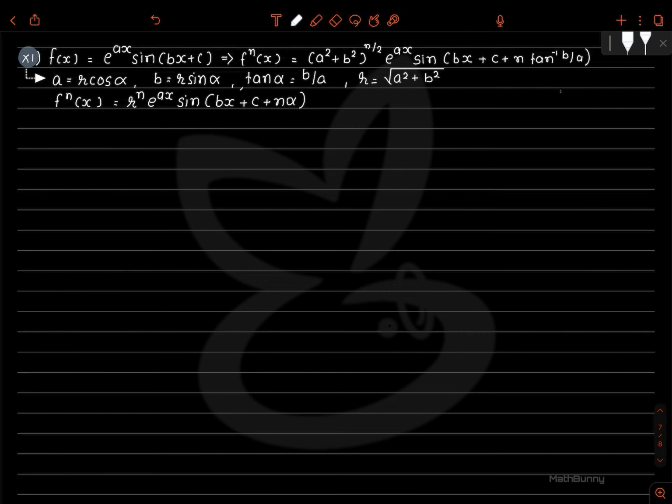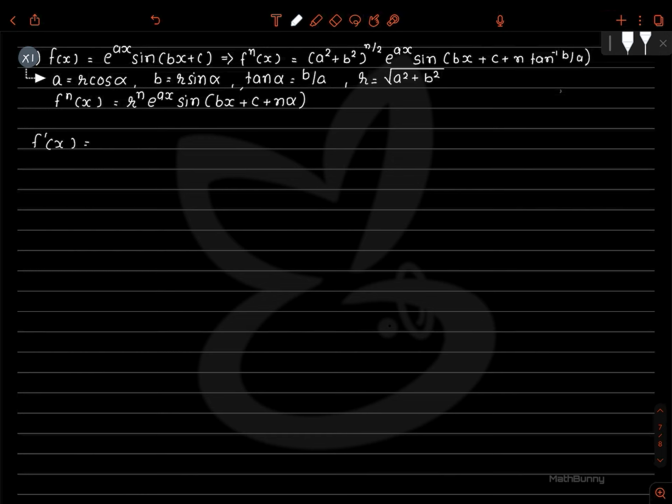The last function is f of x is equal to e raised to ax sin bx plus c. We will take the similar approach as the previous example. Here also we will assume a is equal to r cos alpha, b is equal to r sin alpha, and alpha would be equal to tan inverse b upon a, and r would be equal to under root a square plus b square. Let us differentiate this.